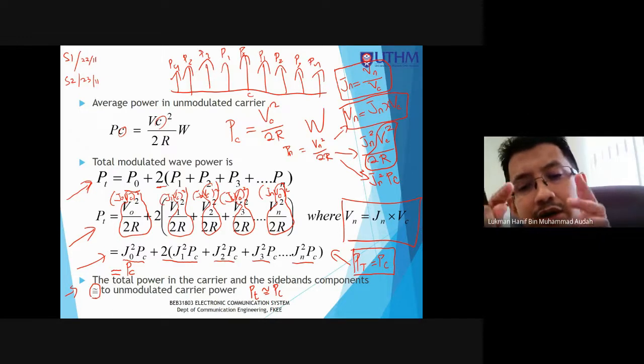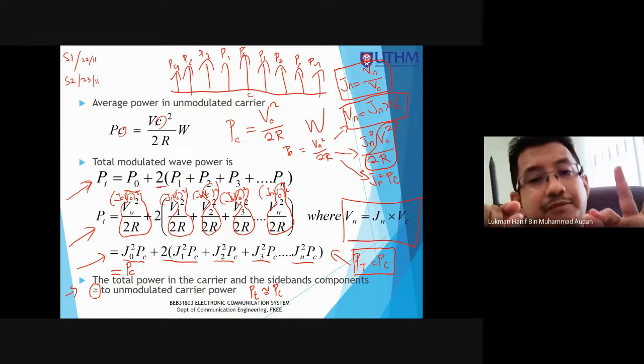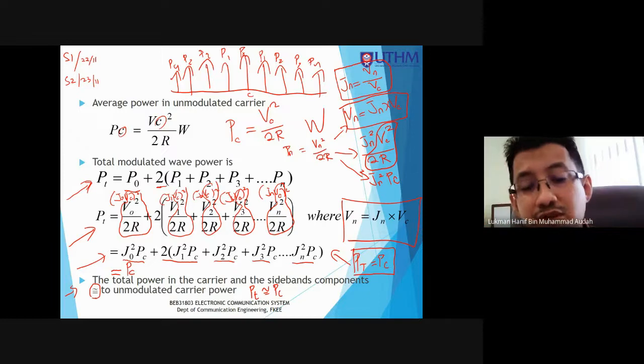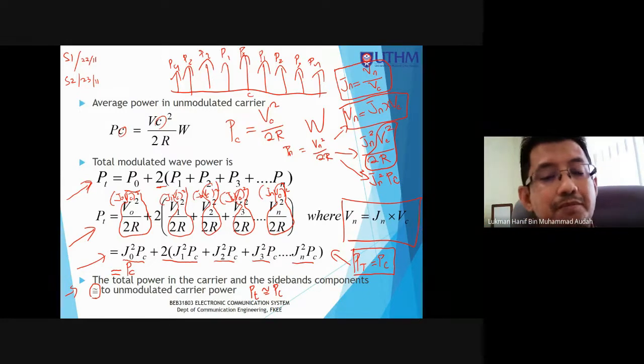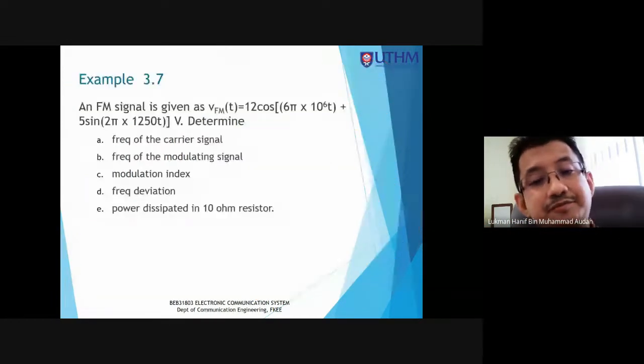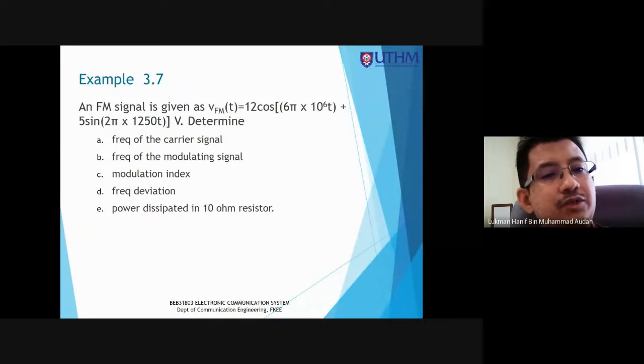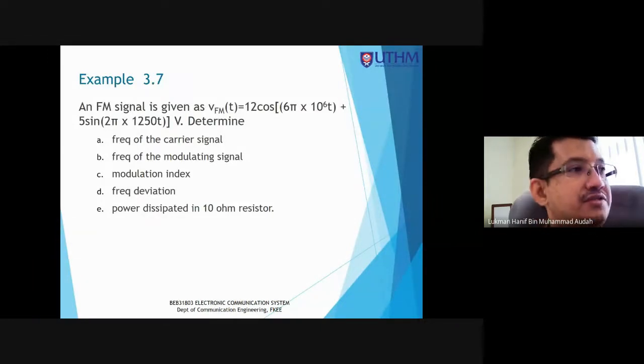Nanti akan ada example selepas ini untuk menunjukkan perbezaan tentang dua equation ini. Nanti you akan lihat bahawa perbezaannya sangat kecil. We can assume it is equal to PC, no problem. Okay, so jelas. So let's go to the example. Let's look at the example.